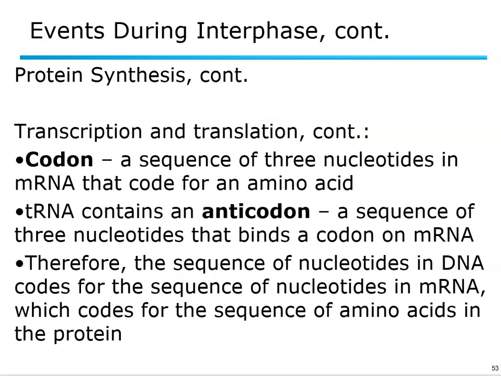synthesizing the protein. 2 other important definitions in the protein synthesis are codon and anticodon. The codon is a sequence of 3 nucleotides in the copy of messenger RNA that codes for an amino acid in order to send the message to the tRNA in order to get that amino acid. And the tRNA is containing the anticodon, which is going to be a sequence of 3 nucleotides that binds to a codon with mRNA. Then these sequences of nucleotides are for the sequence of nucleotides in mRNA, and it's codifying the sequence of amino acids in the protein.